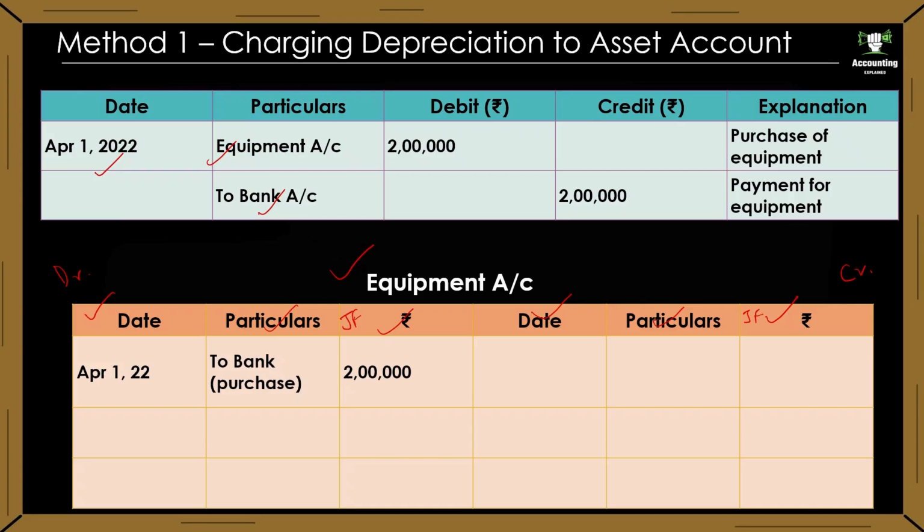First entry is equipment account debit to bank account. Opposite of equipment account is bank account. In the journal, we have credited the bank account. So, in the equipment account, we are going to debit the bank account, to bank account on April 1, 2022, 2 lakhs rupees.